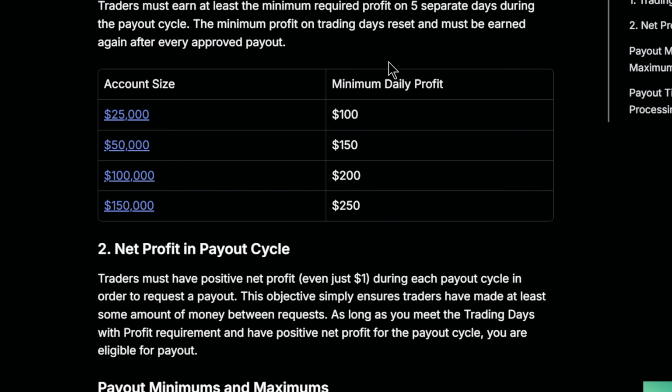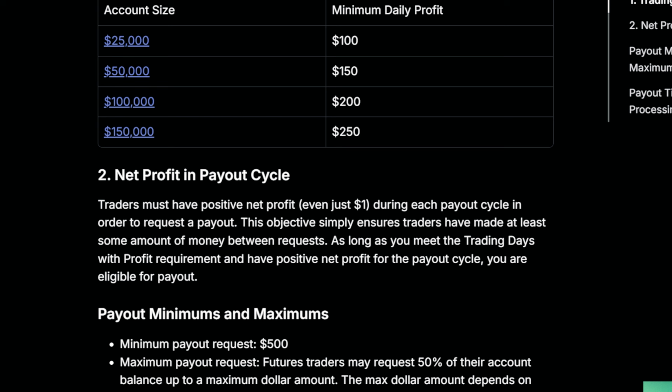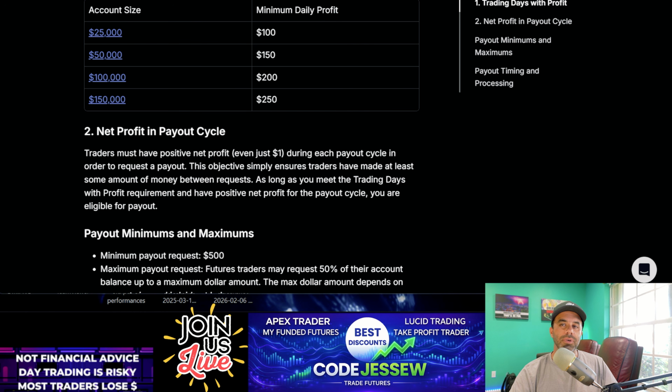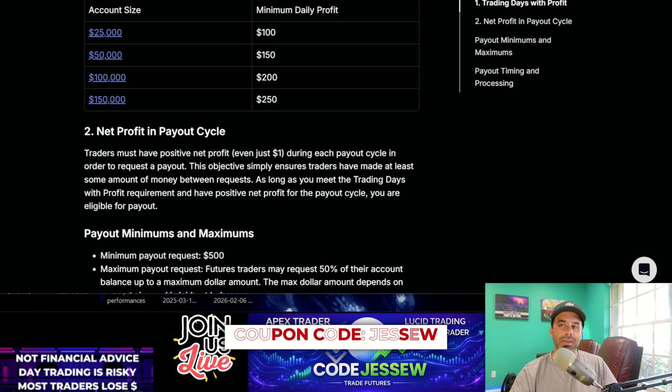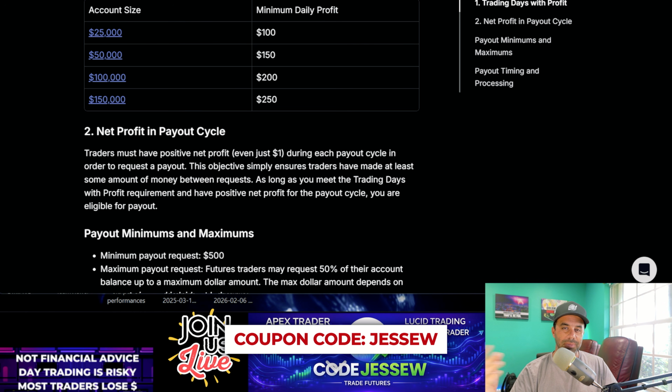Payout eligibility criteria. There are 2 requirements that must be met. That's not bad. Only 2 requirements. Let's see. The trader must earn at least the minimum required profit on 5 separate days. During the payout cycle, the minimum profit on the trading days resets and must be earned again after every approved payout. That makes sense. What they're doing here is they're trying to avoid you making $50,000 and then just trying to live off of that with some micro trades later. And I mean that by YOLOing one trade.